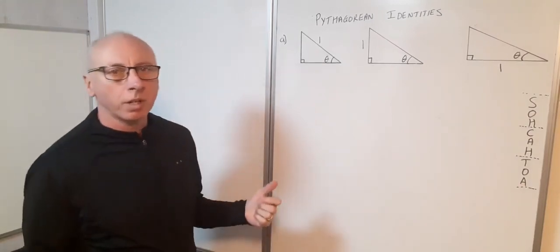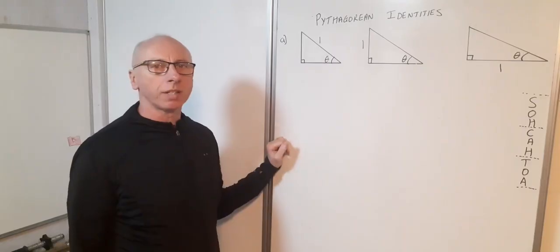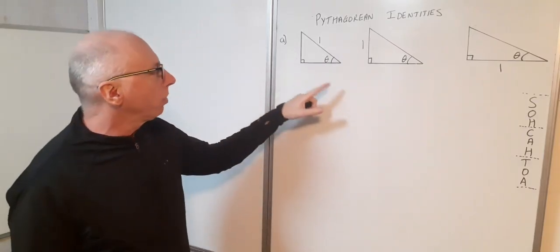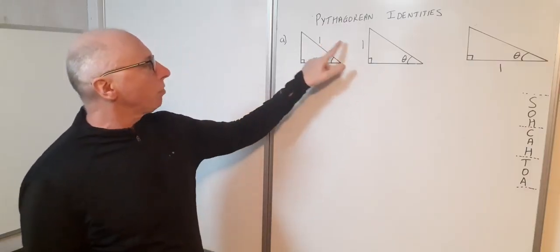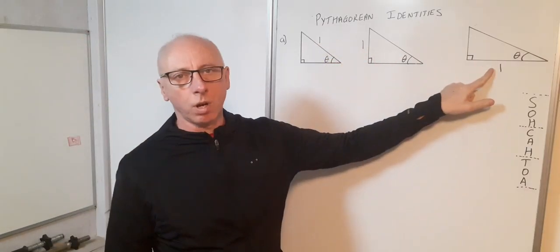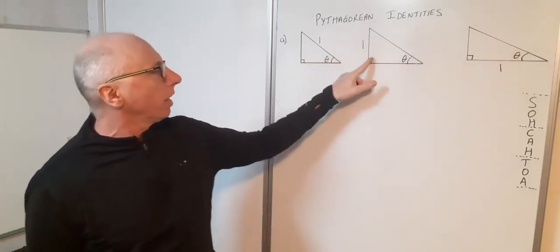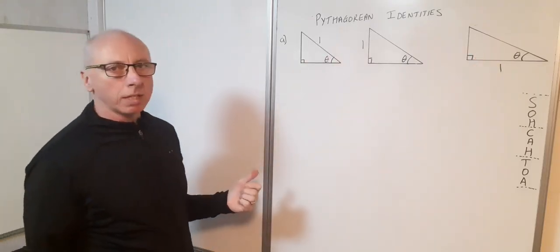So in this video we're going to derive the three main Pythagorean trigonometric identities using these three triangles. Now they're all looking very similar but with one difference. I've just moved around where the side length is 1. The angle theta is in the same place and this angle here is always a right angle. So that's our basics that we need.